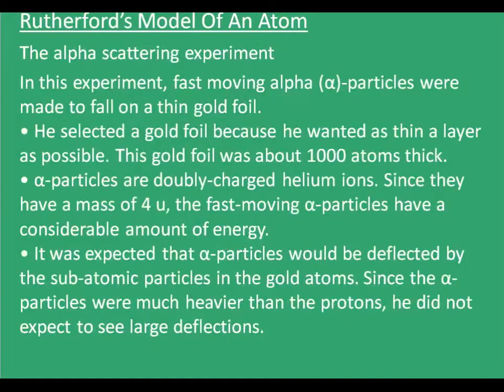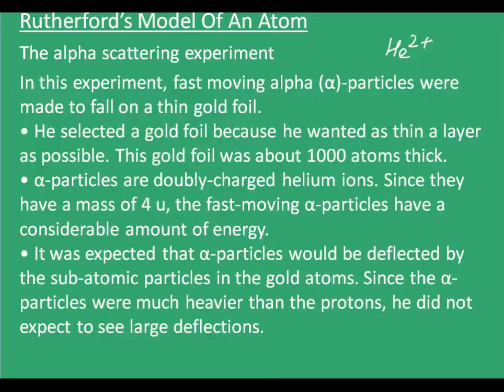Now let's move on to Rutherford's model of an atom. Rutherford did some experiments and came out with his own model of an atom. His experiment was the alpha scattering experiment. In this experiment, fast-moving alpha particles, that is the positively charged helium ions He2+, were made to fall on a thin gold foil. So now the question arises, why in particular did he choose the gold foil?